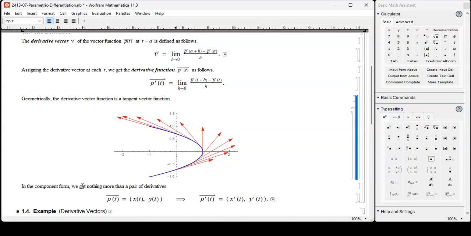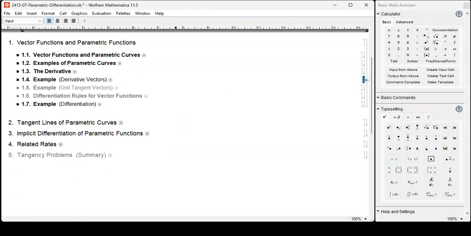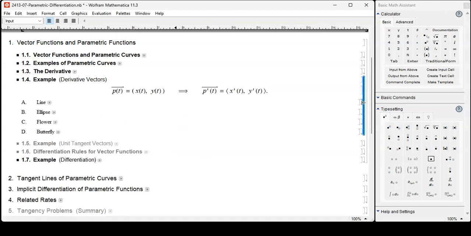So what do you end up with? We end up with these kind of arrows. The length of the arrow represents the speed. And the direction of the arrow is the direction of the motion. So this derivative vector represented like these arrows, those are, as a matter of fact, velocity vectors as the point moves along this curve. Okay, I don't want to go too much into physics. Let's do some math problems instead.